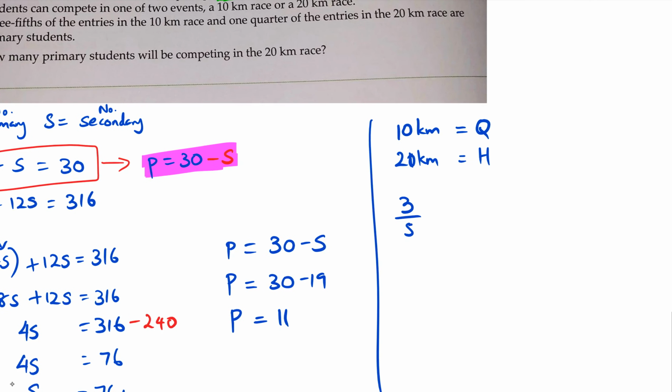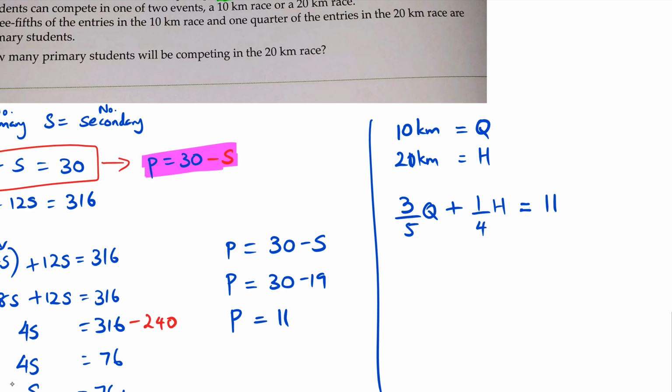So we've got 3/5 of the 10K race, which is Q, plus we also have 1/4 of the 20K race, which is H, equals the primary students. Now the primary students, we figured out, was actually 11.